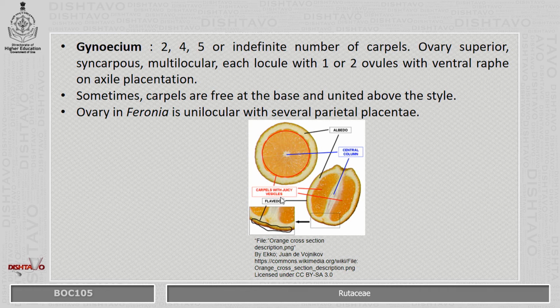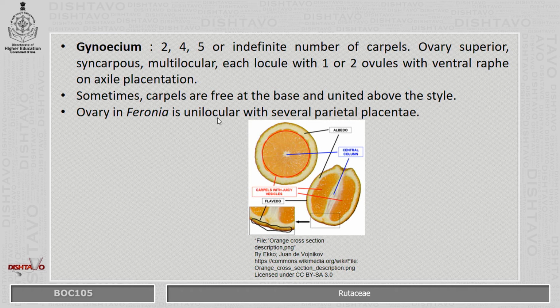In this case, you can see the cross section of orange. The outer rind is the flavedo. Then there is a fleshy or spongy white part, that is the albedo. And at the center, you see the central column. The carpels, in this case, are syncarpous. So carpels are filled with juice, or juicy vesicles, as seen in orange.